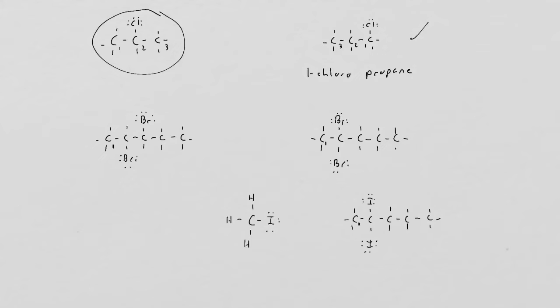Let me just have a little fun with this. Let's say I were to make this a little longer and put another carbon here. How would it be named now? Now the chlorine is on the second carbon, so I'd put a 2 in there. It's now 2-chloro, but it's got 4 carbons, so that's going to be 2-chlorobutane.